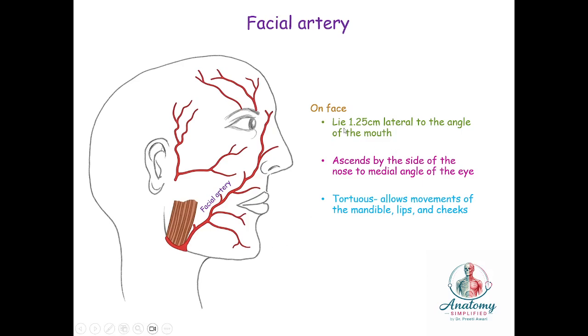In the face, the artery will lie 1.25 centimeter lateral to the angle of the mouth. So you can see the facial artery is running up obliquely. As it is going up, it will lie 1.25 centimeter lateral to the angle of the mouth. Then it ascends by the side of the nose to reach the medial angle of the eye. The artery is tortuous so that it can allow the movements of the mandible, lip, and cheeks. Otherwise, there are chances that we might kink the artery.